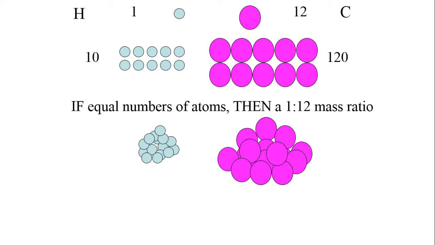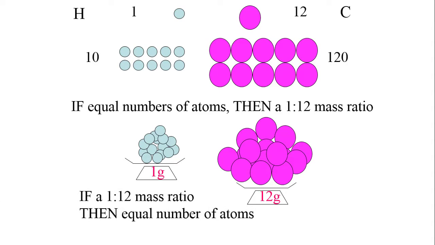Imagine if we could take a pile of hydrogen atoms and a pile of carbon atoms, and could put each of them on a balance. Of course, we can't really put a pile of hydrogen atoms on a balance because hydrogen's a gas, but use your imagination. Let's say the pile of hydrogen atoms weighs 1 gram, whereas the pile of carbon atoms weighs 12 grams. If there's a 1 to 12 mass ratio, then there must be equal numbers of atoms.